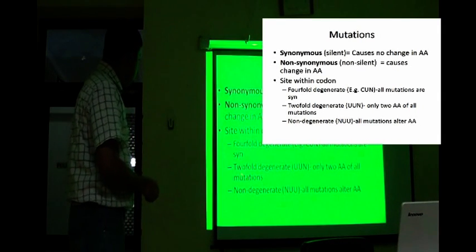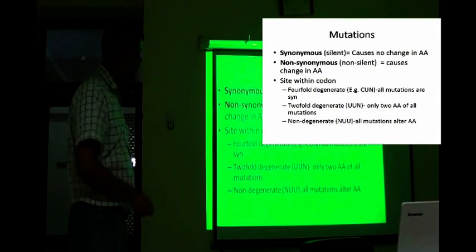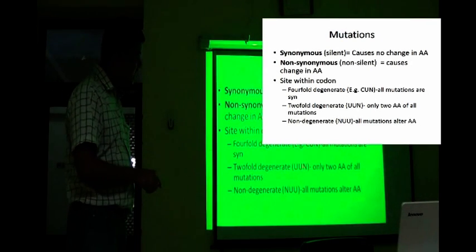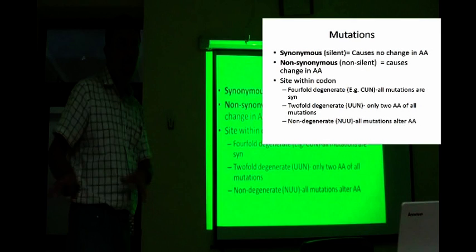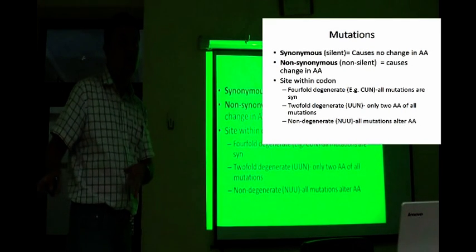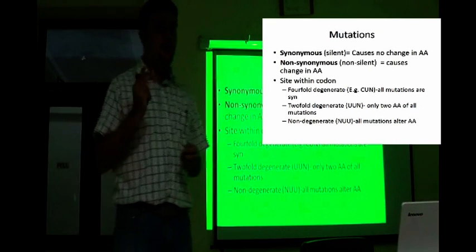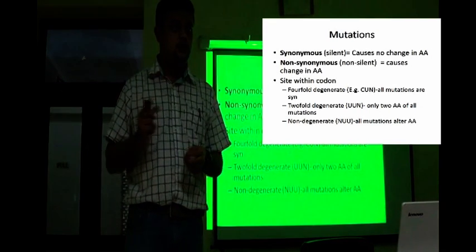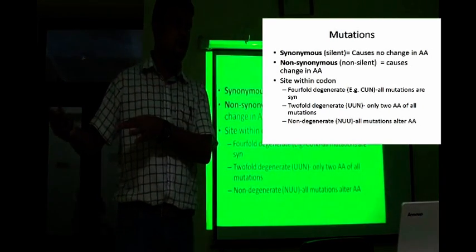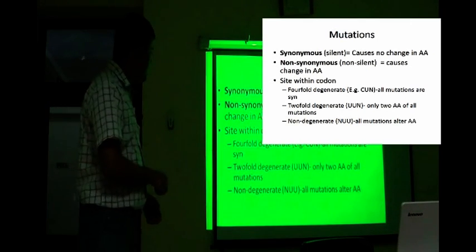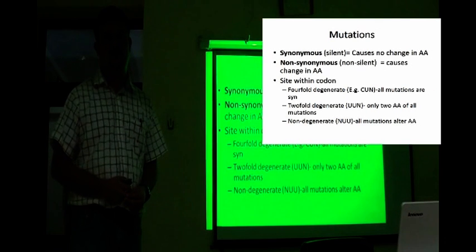Okay? So now there is something called 2-fold degenerate. In this example, UUN. Whatever this N be out of the pool of 4 nucleotide bases, it results in only 2 amino acids. Okay, 2 by one, 2 by another one. So only 2 amino acids of all mutations. That is what we call 2-fold degenerate.